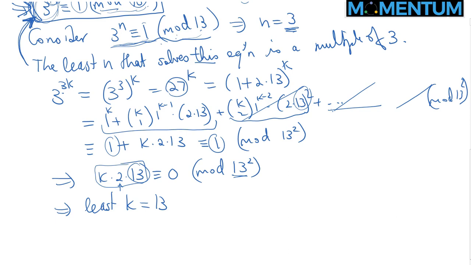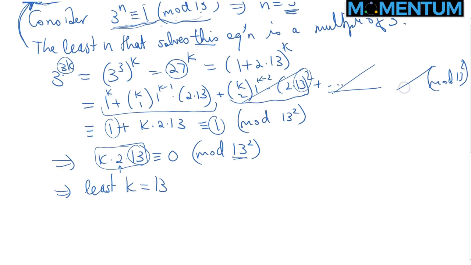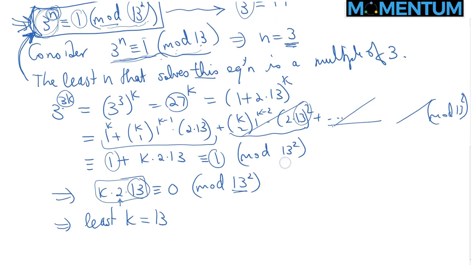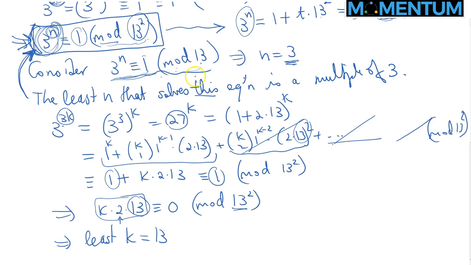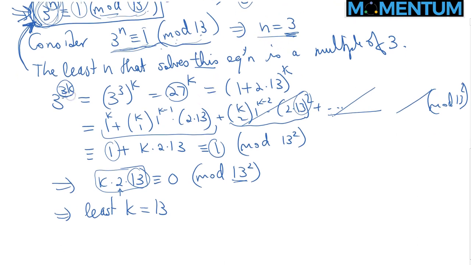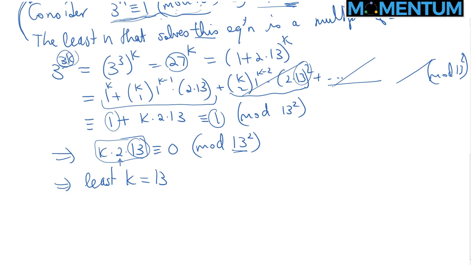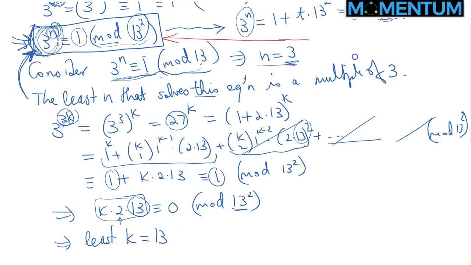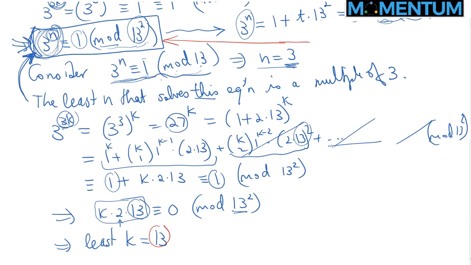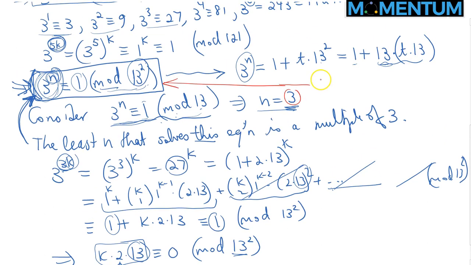Does that make sense? Now I can go back. The n that satisfies the original thing had to be a multiple of 3 from our earlier analysis, and now we further recognize that k itself is 13. So the solutions to this problem, let's put it in red as well, are 3 times 13. We have a 13 here, and we also know it is a multiple of 3, so it should be 39, and so multiples of 39.